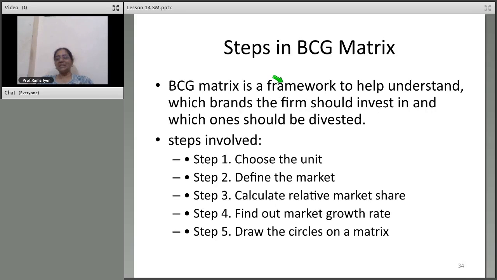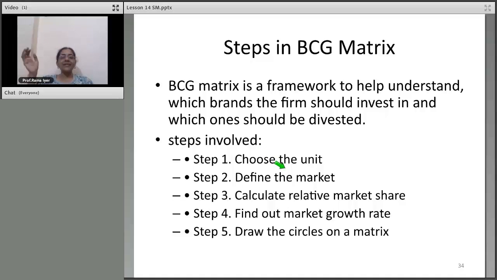Now comes the steps in a BCG matrix. What are the steps? First, you have to choose. The BCG matrix is a framework whereby you can understand what is going on and what brands the company has to invest in and which ones should be removed, because ultimately you are looking at profits, isn't it? So what are the steps involved? Choose the unit. First you decide which unit you are looking at, what brands, what products you are looking at, and it is essential to define the unit for which you are going to do the analysis. First step.